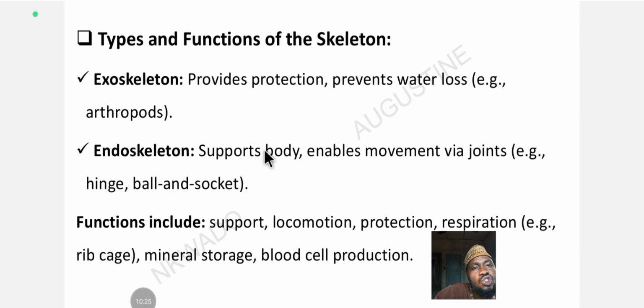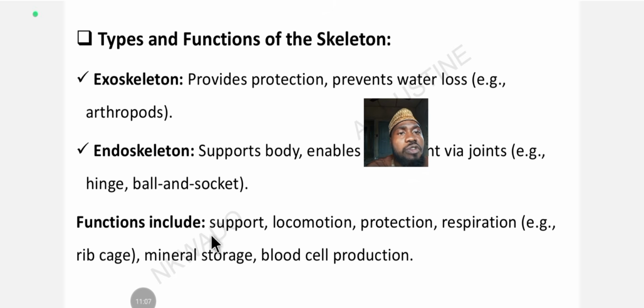The endoskeleton supports the body, enables movement via joints, and gives the body shape. The endoskeleton is a source of mineral storage too, and is a site for blood production. Red blood cells and white blood cells are formed in the marrow of the long bones. For example, you have the hinge joints that enable movement, the ball and socket joints, and saddle joints. You have different joints.